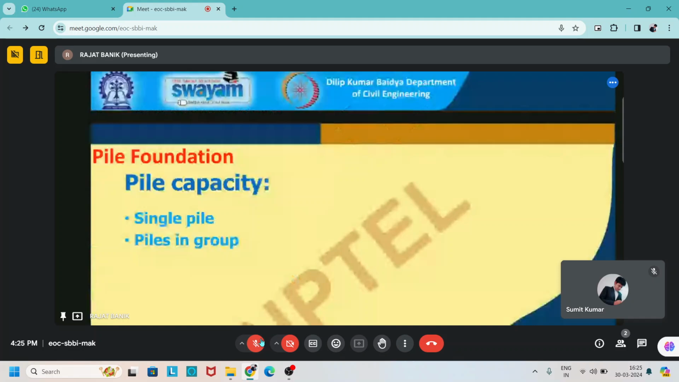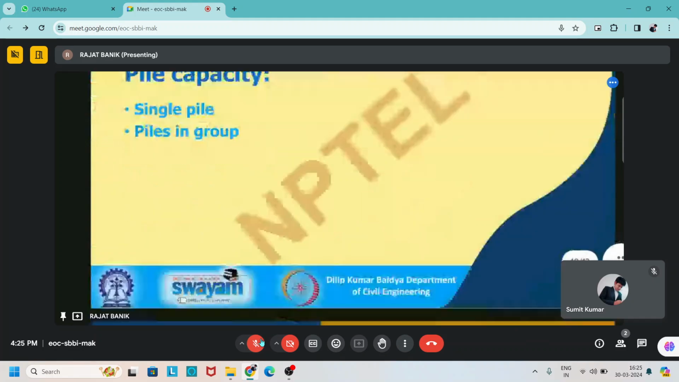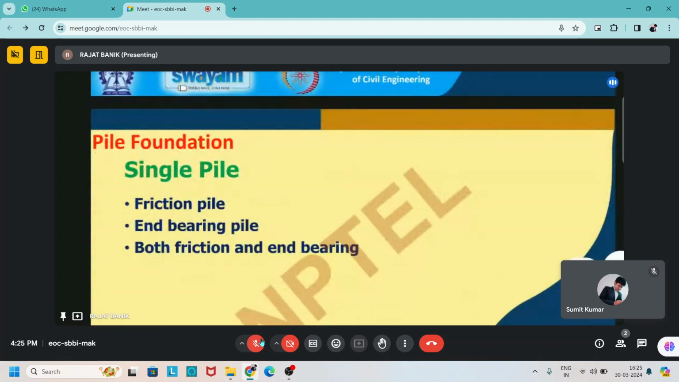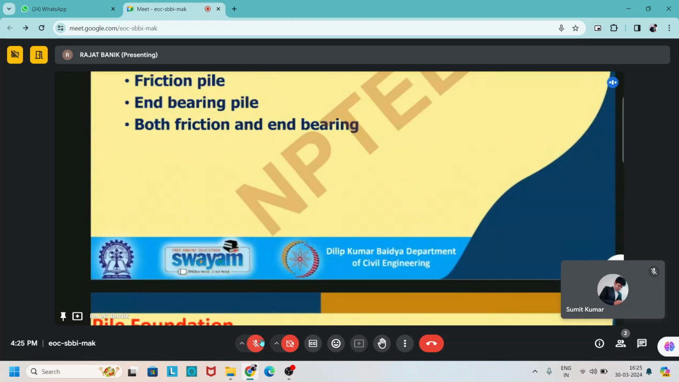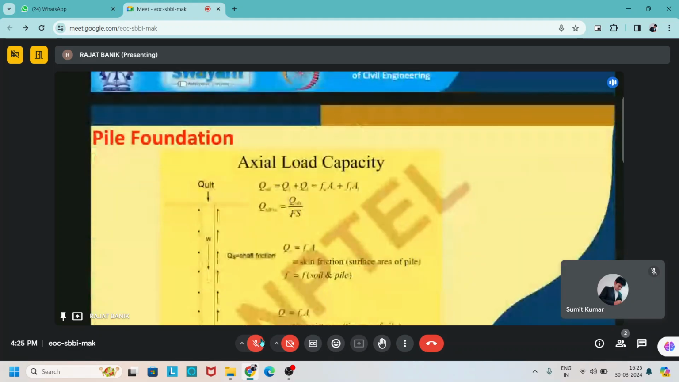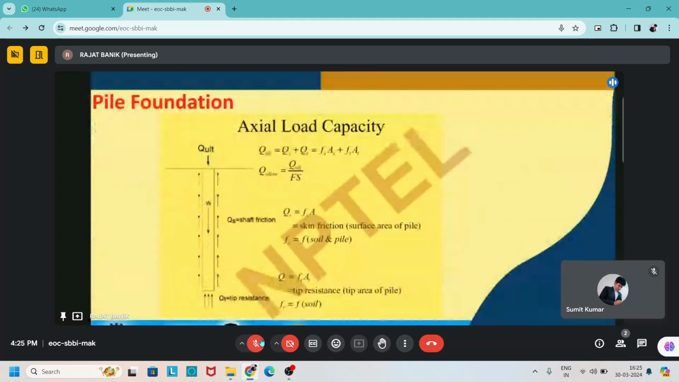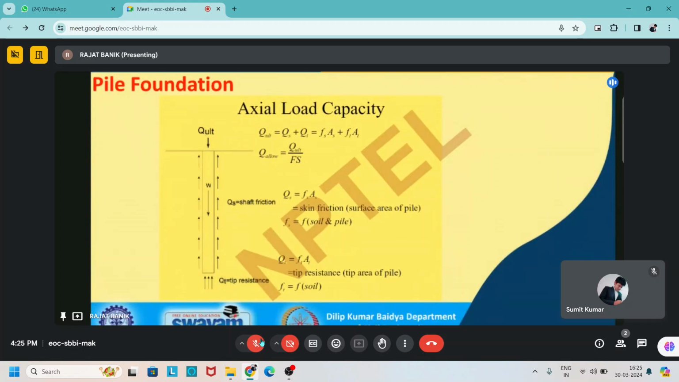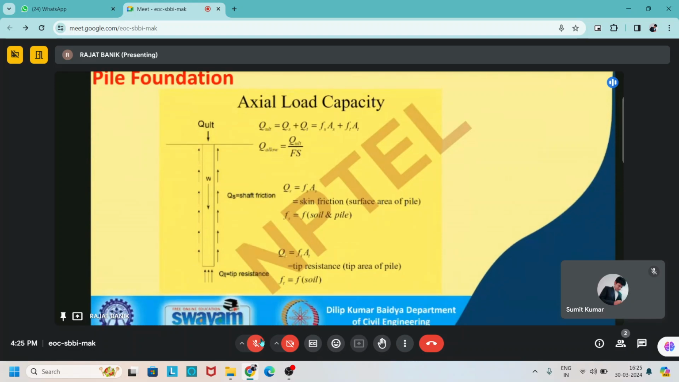Then pile capacity. For single pile capacity and pile in group, what is the capacity? For a single pile, we use friction pile, bearing pile, and both friction and bearing pile. Here it is given the load transfer mechanism of this single pile through skin friction and also end bearing. So the total ultimate load of a single pile is total load taken by the skin friction plus total load taken by the end bearing.